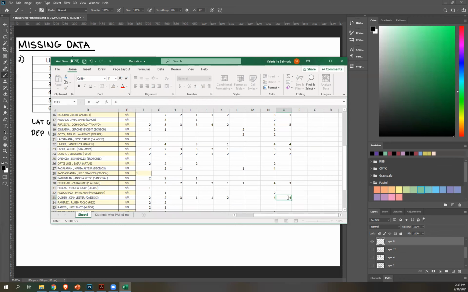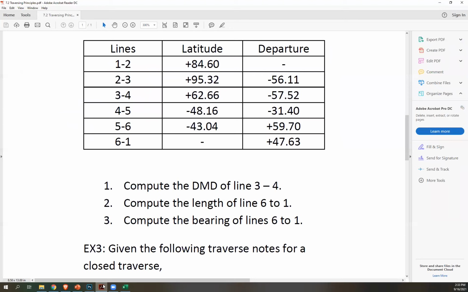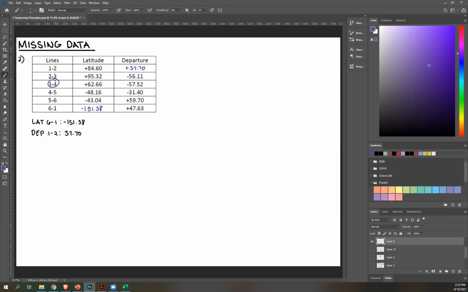Right. Positive 37.70. Right. And now, since we know that, I'll just place that immediately here to make things easier for us. So negative 151.38, and this was positive 37.70. The goal here is to get DMD of line 3-4. Right, so let's try getting that.